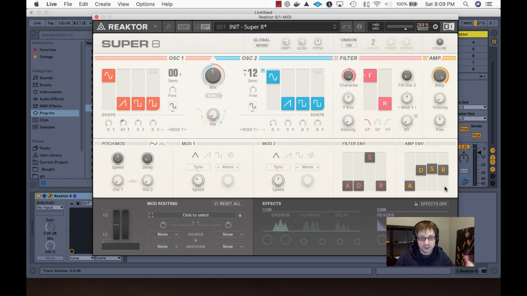So every single sound I make, I am always paying attention to this right after the oscillators, paying attention to this as to what kind of sound I want to make.